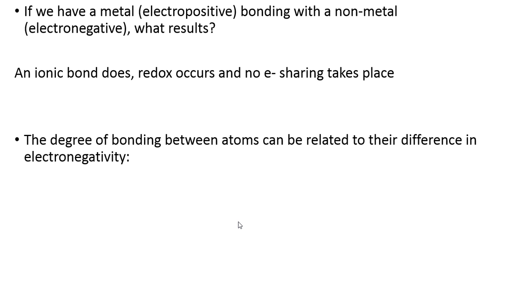We can look at the differences in electronegativity to describe the degree of bonding. This difference in electronegativity is called delta chi. So we would say that, for example, the chi of element Y minus the chi of element Z, and we always take the absolute value of this in order to get a positive number.